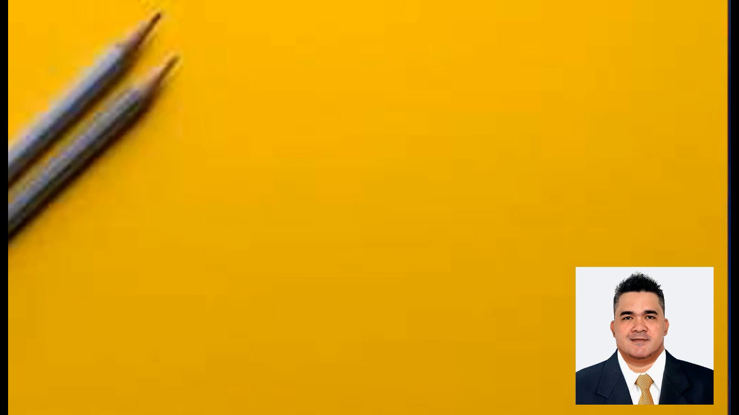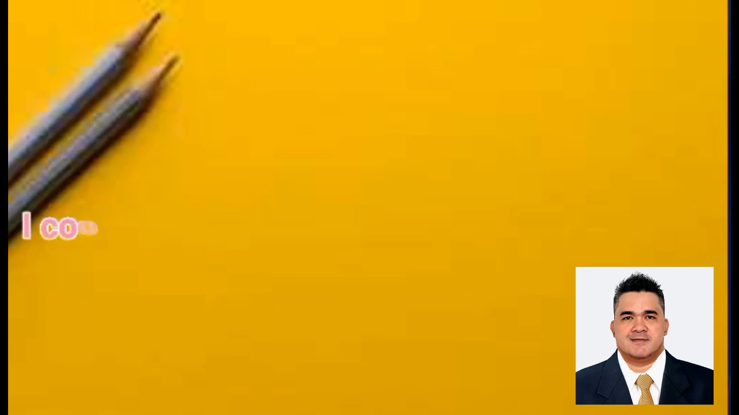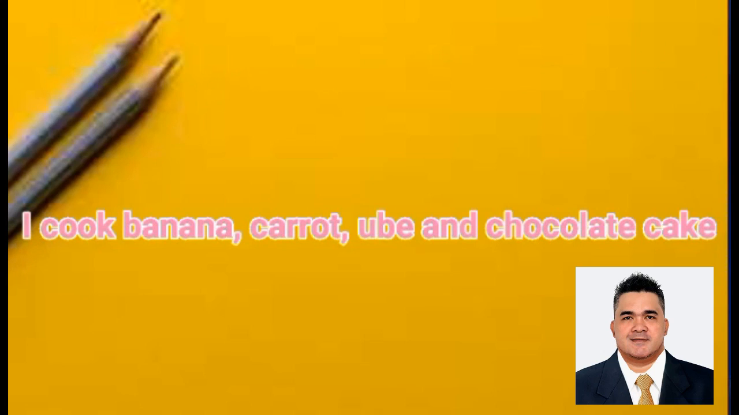Another example. The following sentence is ambiguous. I cook banana, carrot, ube, and chocolate cakes. The reader would not know if 3 or 4 cakes are being talked about. Putting a comma after ube indicates that the ube and chocolate cakes are separate items.